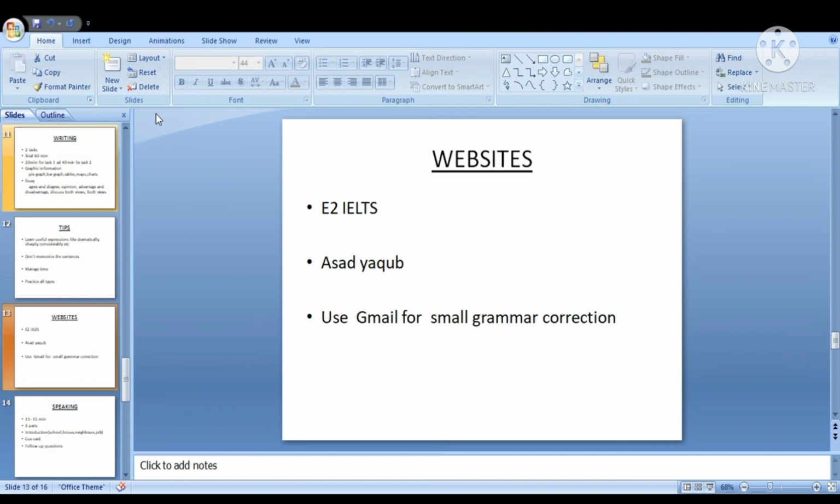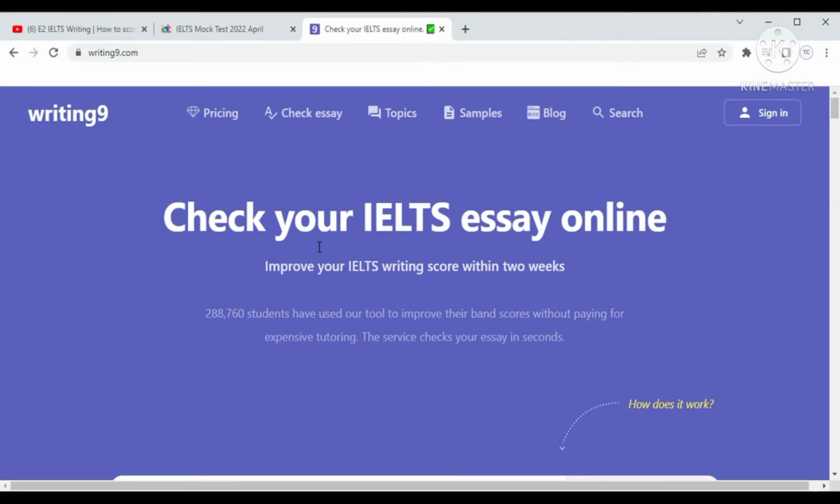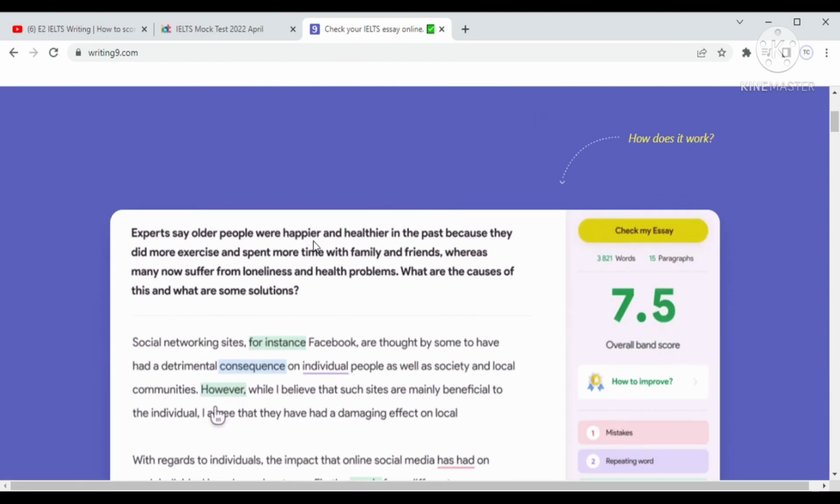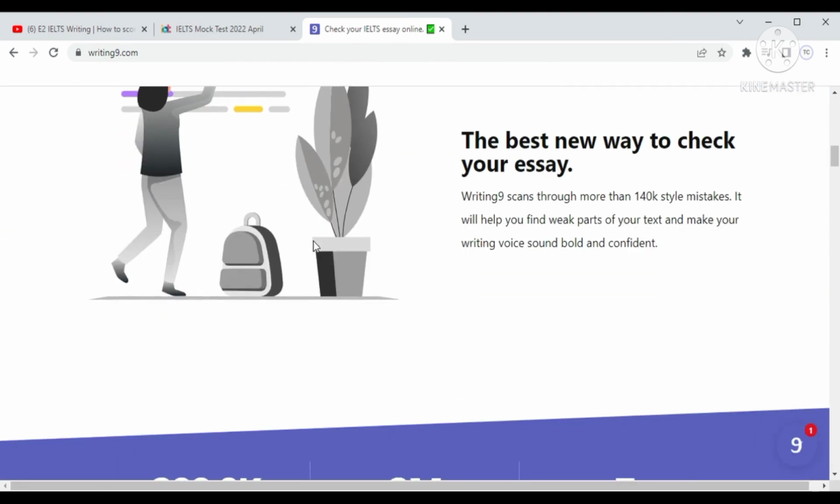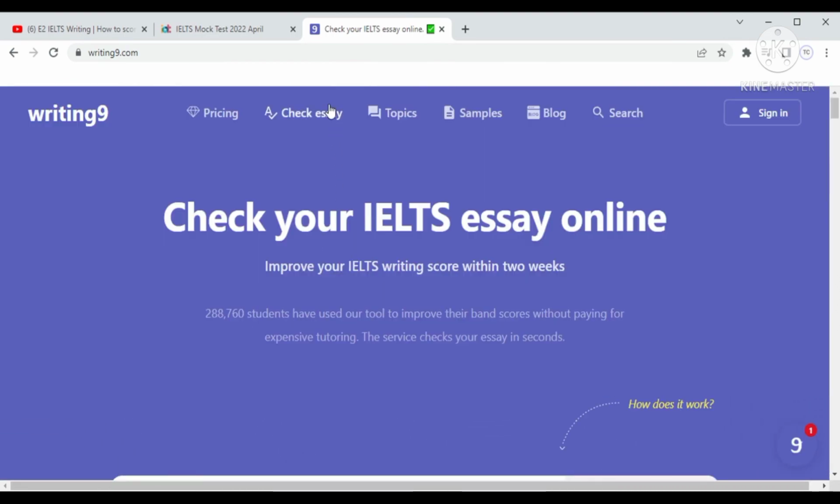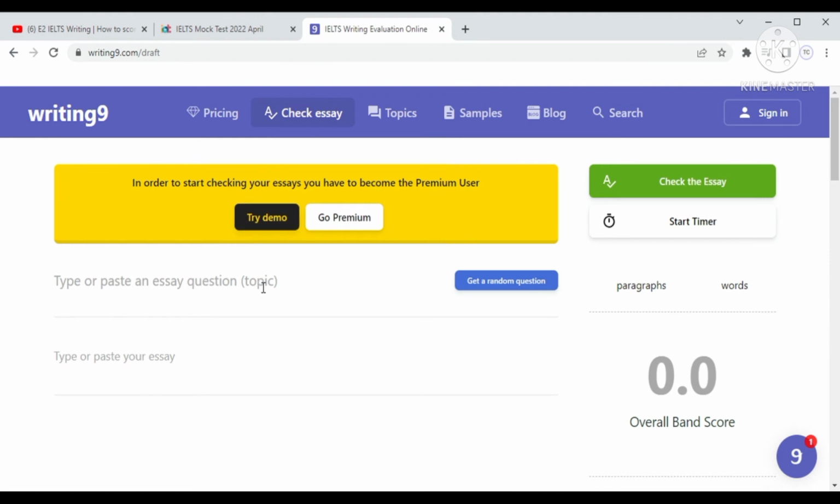Another website is IELTS. This is another website where we can practice IELTS and also get evaluated. On the top you can see check essay, click on that, and here you can paste the question and write the essay. After that, click on check the essay, then you will get the band for the essay you have written. And also you can use Grammarly for correction.